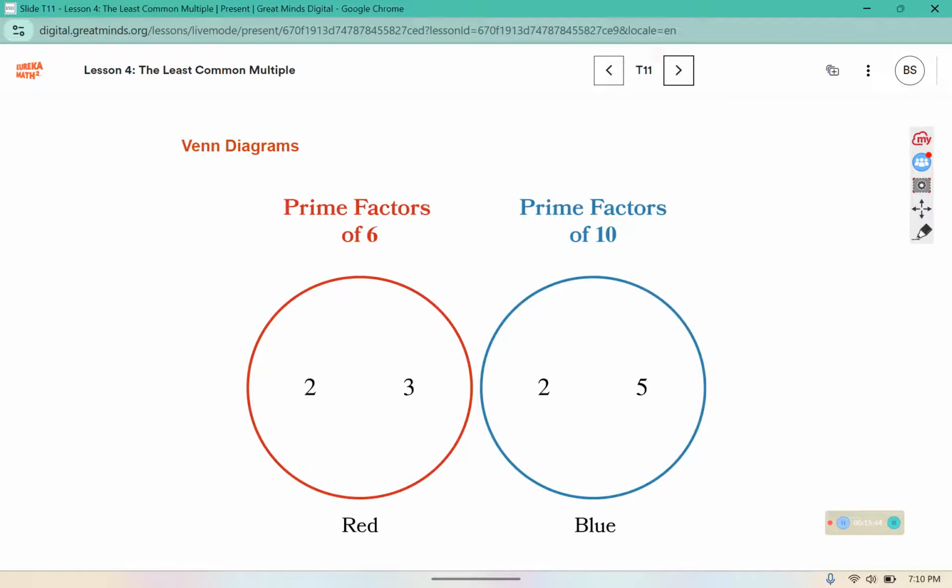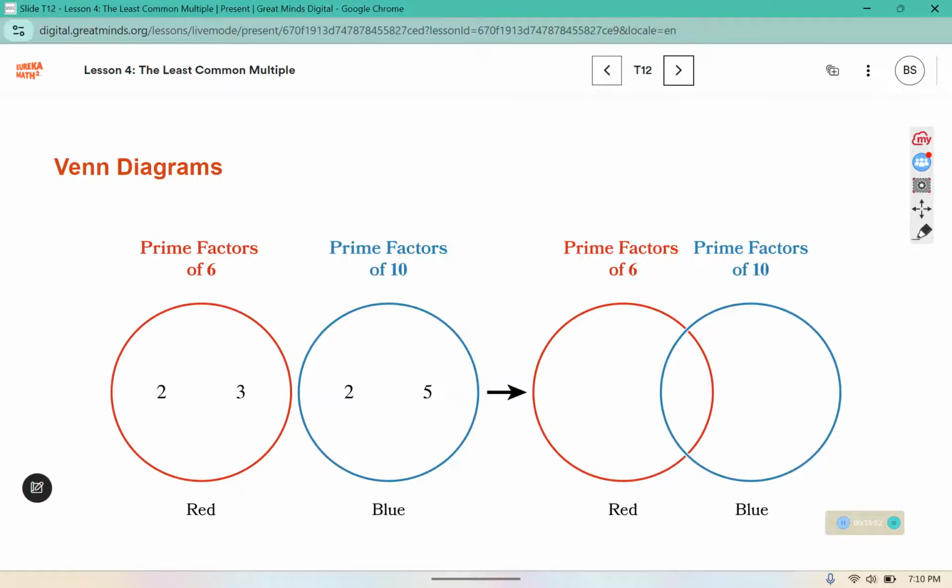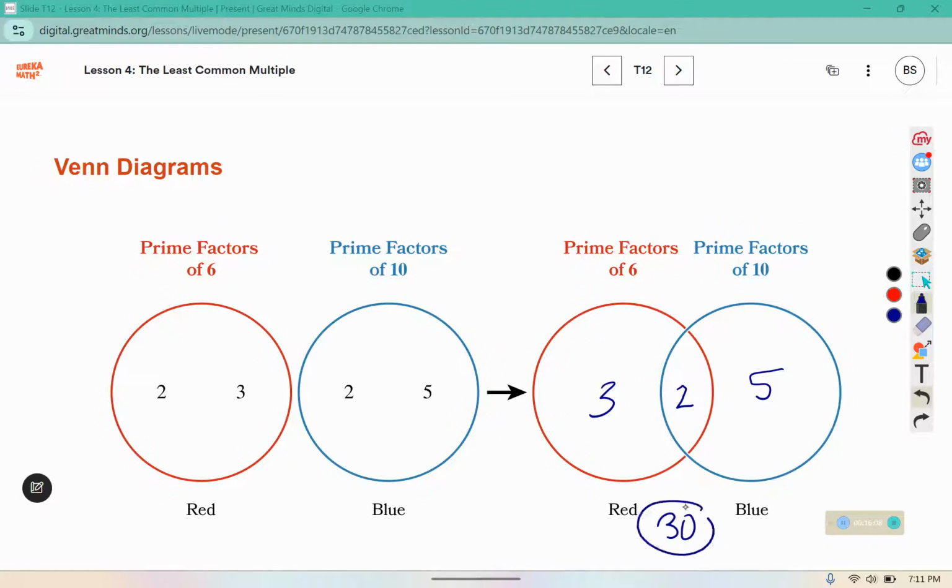All right, so I have that Venn diagram here, factors of 6 and factors of 10. And you can see that they are going to share some values. So we have 2 is a shared, 3 is just a factor of 6, and 5 is a factor of 10. Well, 3 times 2 is 6, 6 times 5 is 30. So that's a fast way to get to the least common multiple.